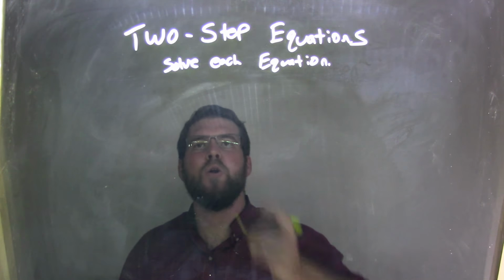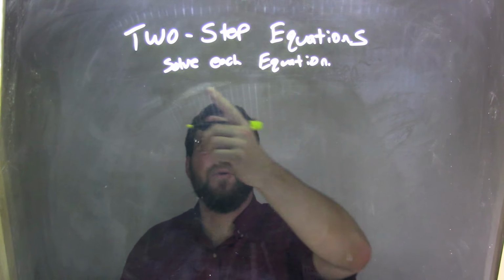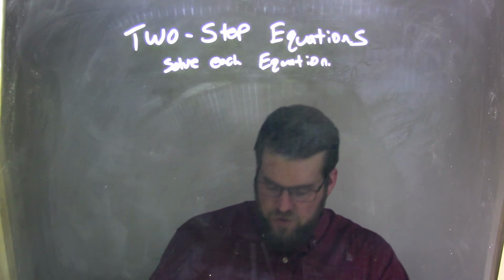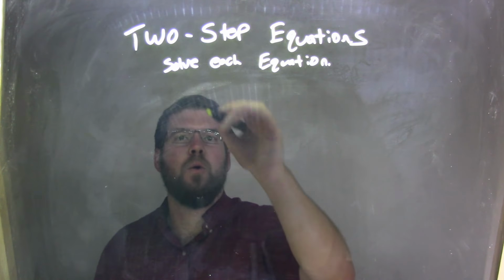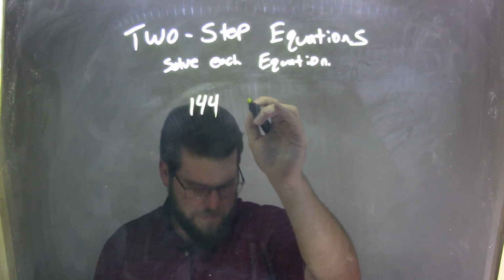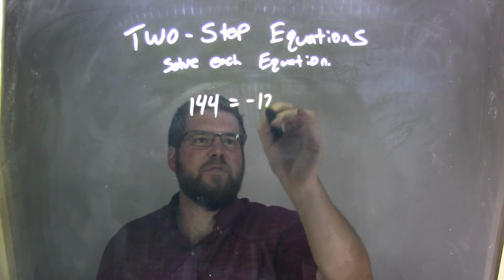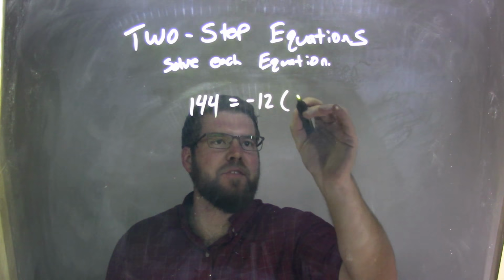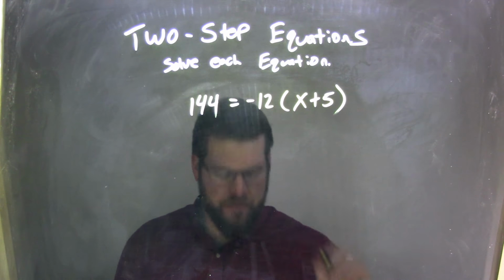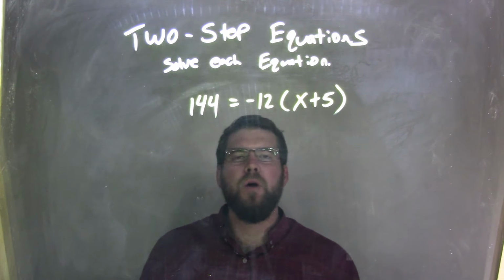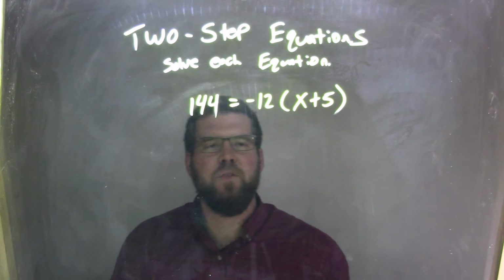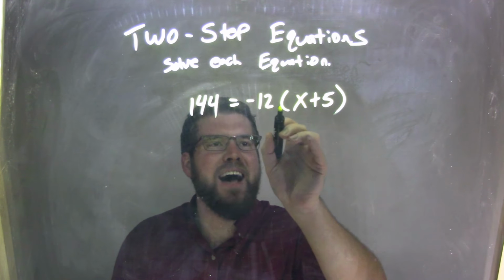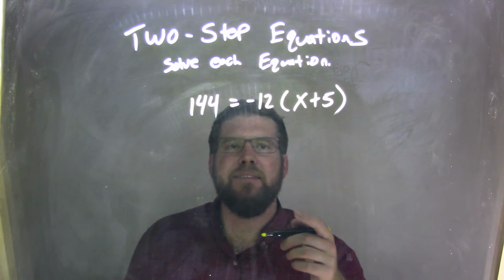And today we're going to learn about two-step equations, and we're going to solve each equation. So, if I was given this equation, 144 equals negative 12 times x plus 5, okay? Well, I have that multiplication on the outside, right? That negative 12 times the x plus 5, and I want to get x by itself.